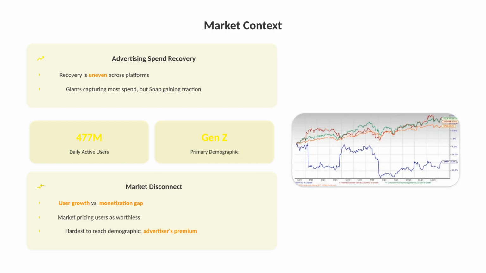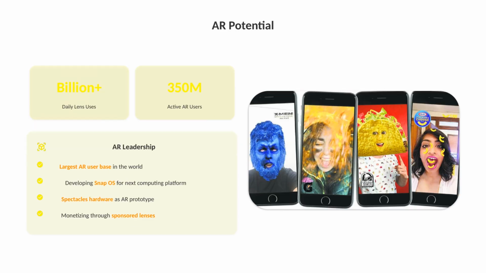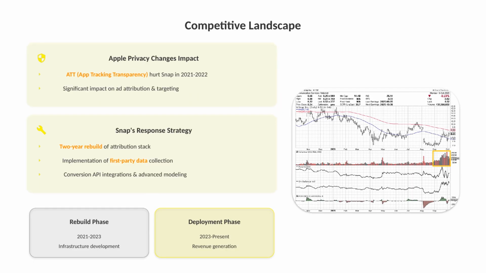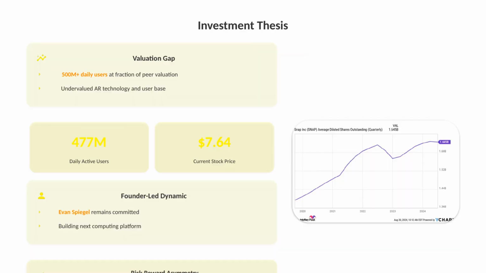The market believes Snap is an advertising company failing to sell ads. The contrarian reality is that Snap is morphing into an augmented reality utility provider that just happens to sell ads to fund its R&D. That distinction is what separates the people holding the bag from the people spotting the value.